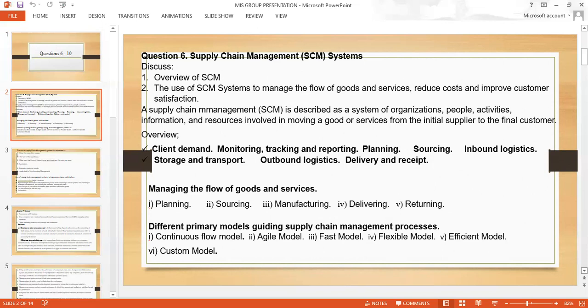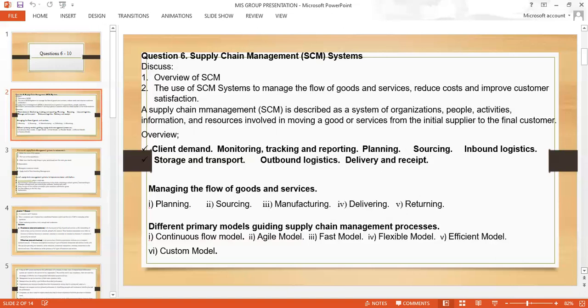The overview of supply chain management: 1. Client demand or customer demand. This is where different customers request goods and services, which is followed by monitoring, tracking, and reporting, which enables the company to track progress of requisitions and purchases placed by the customers. The next component is planning, which helps in sourcing, logistics, storage, transport, and distribution of the goods of the company.